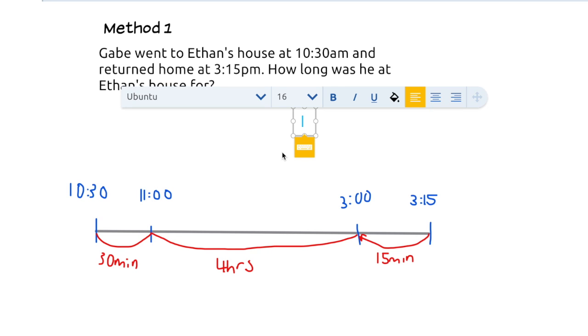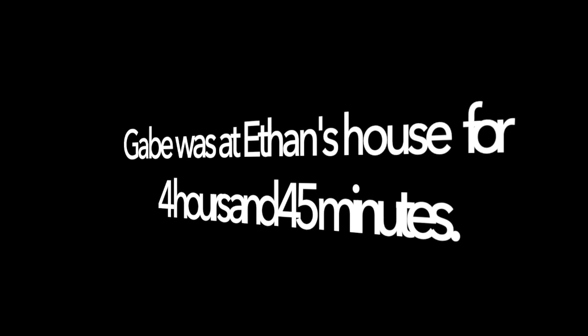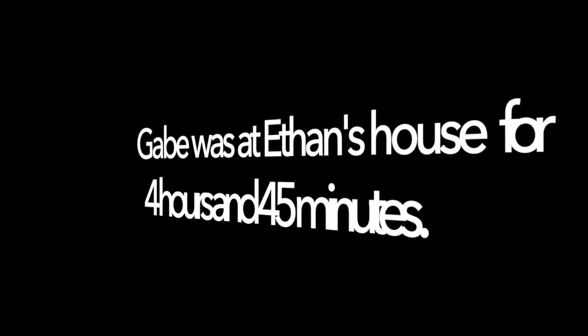In order to answer the final part of this question, how long was he at Ethan's house? I need to add up the minutes first, so 30 minutes plus 15 minutes, which equals 45 minutes, and then add the 4 hours on. So the answer will be 4 hours and 45 minutes. And then remember to answer a worded problem with a sentence. So the sentence would be, Gabe was at Ethan's house for 4 hours and 45 minutes.